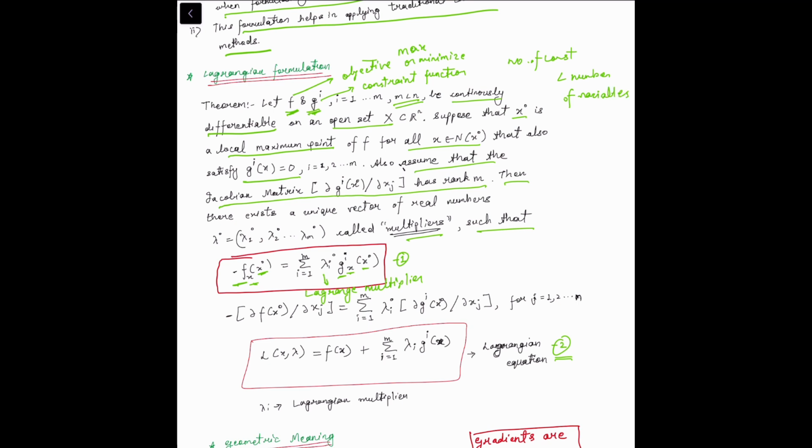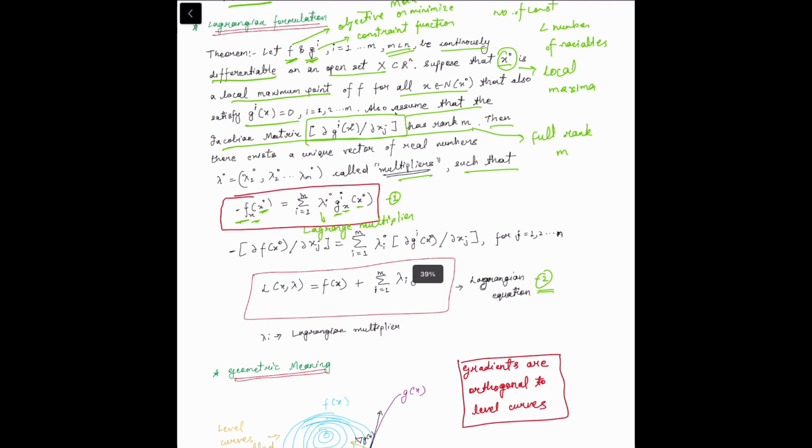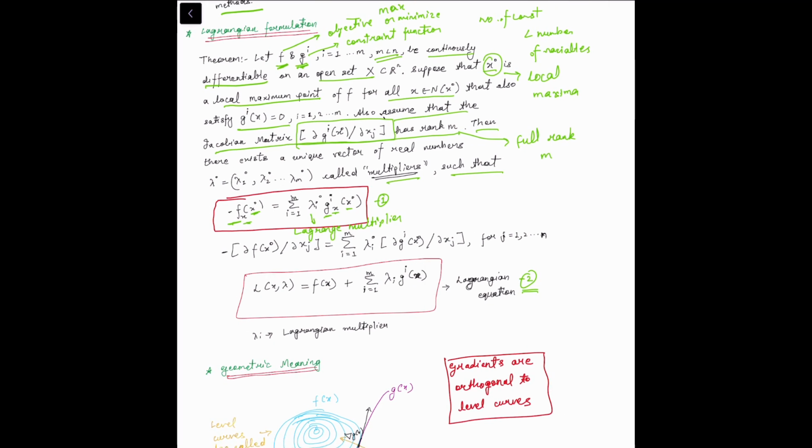The third assumption is x0 is a local maximum point of f. The fourth assumption is the Jacobian matrix of g with respect to x has full rank m. If all the assumptions are true, then we can say that the derivative of f with respect to x at x0 is equal to the sum product of the derivative of g with respect to x at x0.